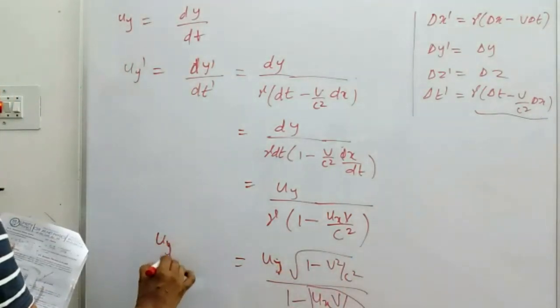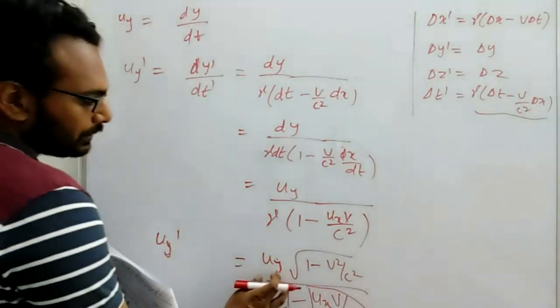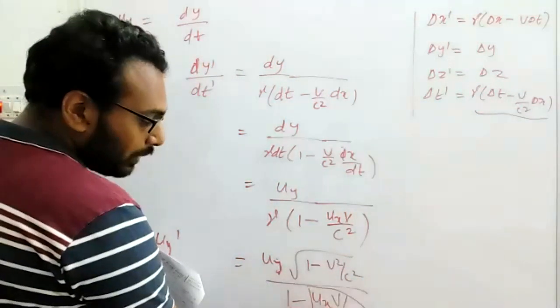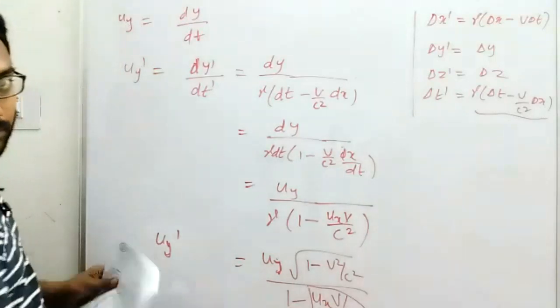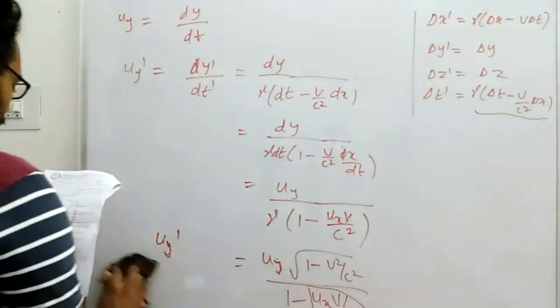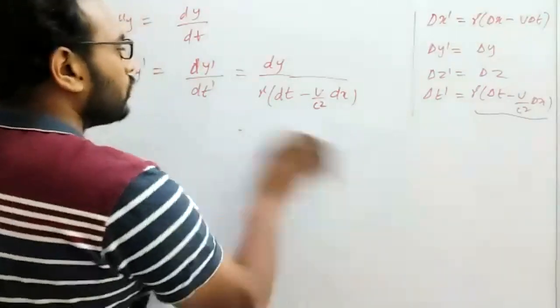Similarly, you can find it for z also. uz prime is equal to uz times square root of 1 minus v square by c square, divided by 1 minus uxv by c square. This factor is the same. So you have to remember that. Now let's do more problems.